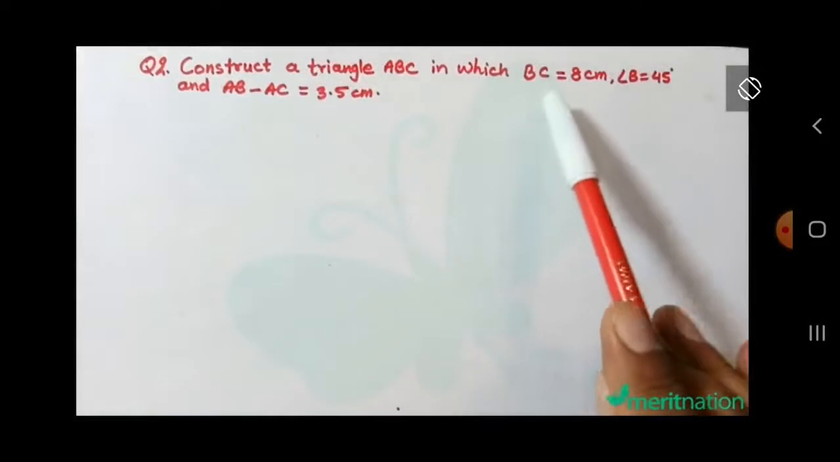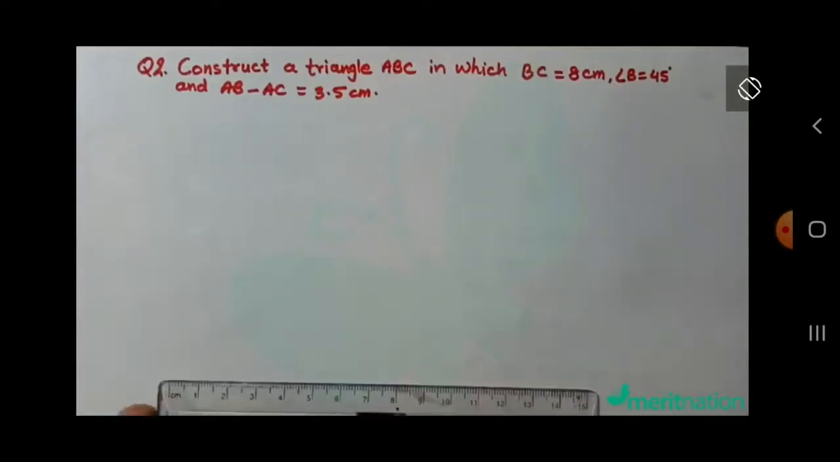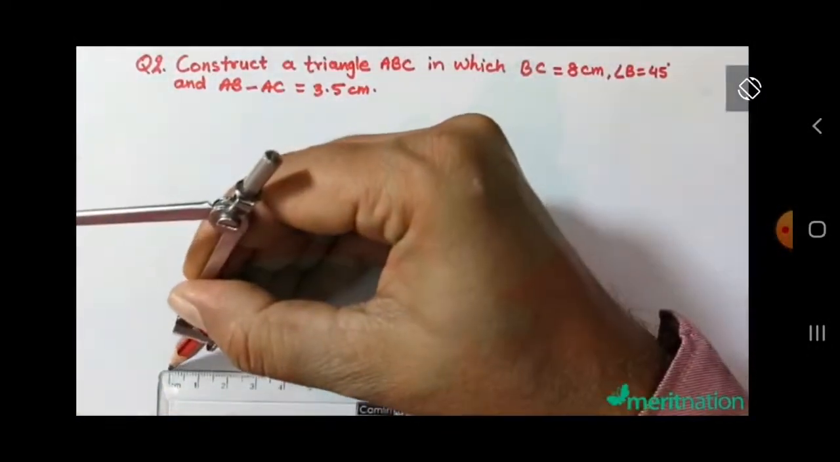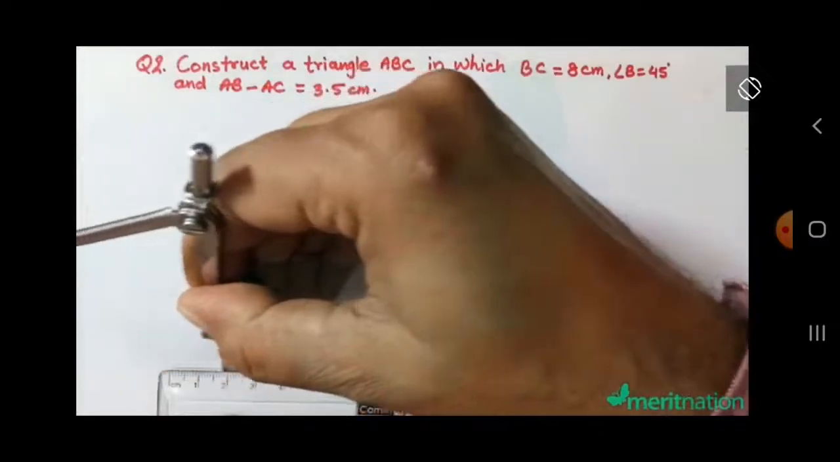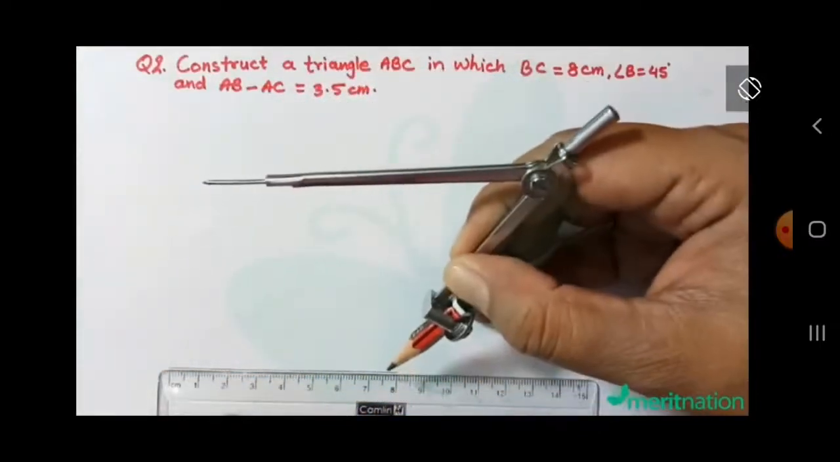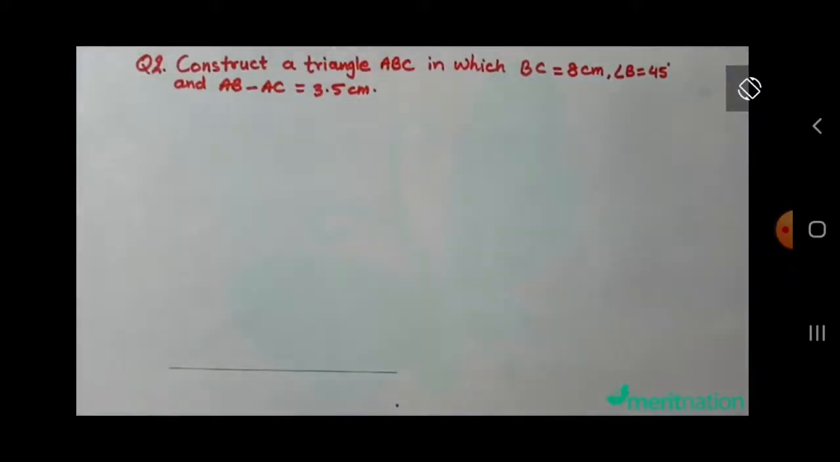First of all, we'll draw the base 8 centimeter. So it is here from 0 to 8. Let's construct from 0 to 8. It should be like this. From 0 to 8. It's done. Let's name it BC.